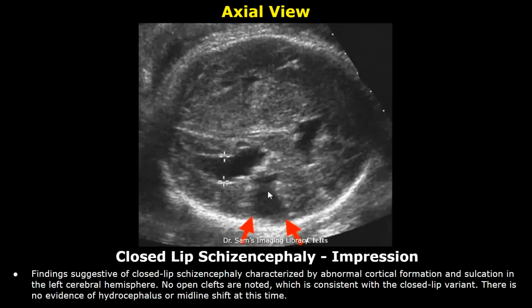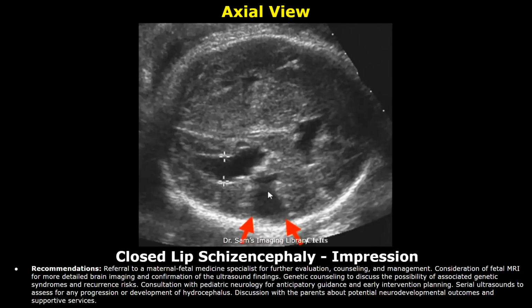This is the impression. Findings suggestive of closed lip schizencephaly characterized by abnormal cortical formation and sulcation in the left cerebral hemisphere. No open clefts are noted, which is consistent with the closed lip variant. There is no evidence of hydrocephalus or midline shift at this time.